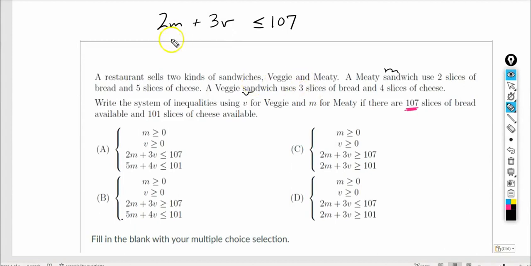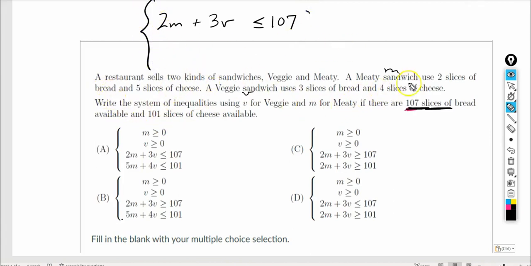So if M is the total number of meaty sandwiches and V is the total number of veggie sandwiches, then 2 times M plus 3 times V can't go over 107. You only have 107 slices of bread available. Now, what about the cheese? Oh, okay, so this has got to be in our formulas.